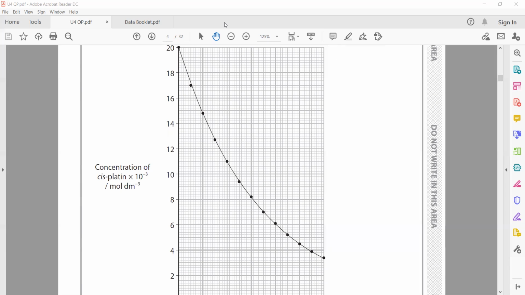I can take, for example, 16, then half of 16 will be 8. And I will work out what the time interval is when it was 16, and in the same way the time interval when it changes to 8.